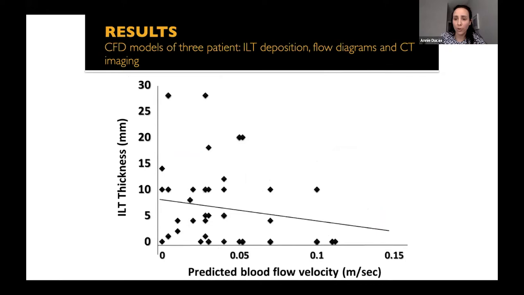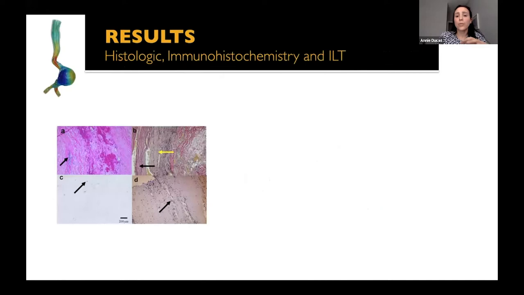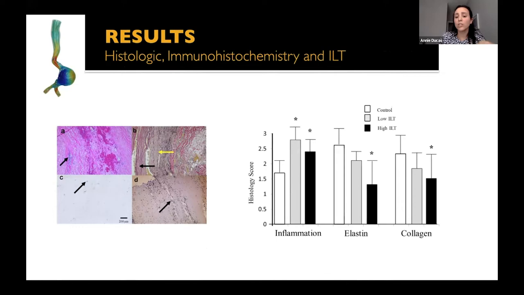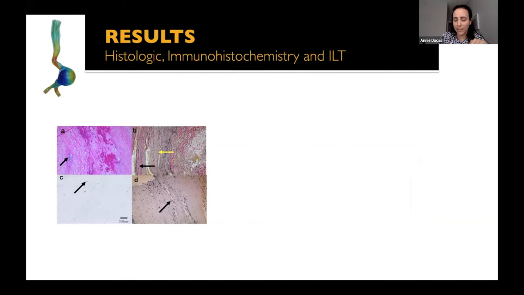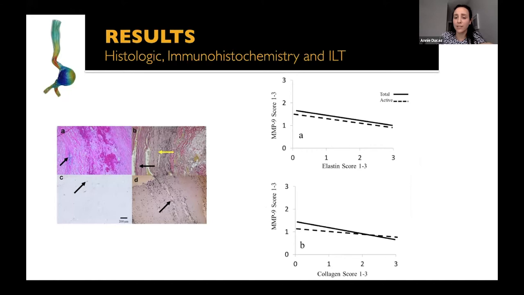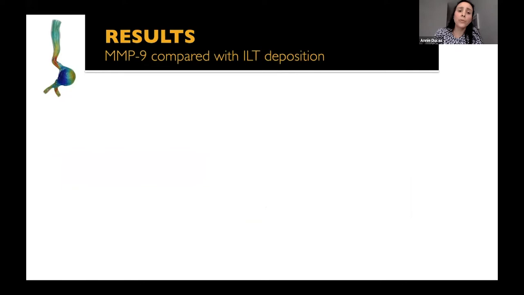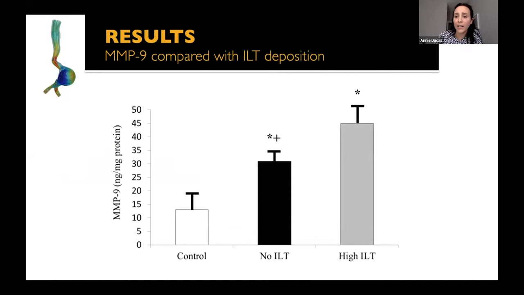This was statistically significant. We then looked at thrombus, MMP9, inflammation, as well as collagen and elastin in the tissue. What we found is that as compared to controls, there was decreased collagen and elastin in areas of high thrombus and increased inflammation. When we looked at MMP9 total and active, we found that in areas of high MMP9, there was less collagen and less elastin. This was statistically significant in both cases. When we were looking at patients who had eccentric thrombus and comparing it to total concentration of MMP9 within the tissue at those locations, we found that areas of high intraluminal thrombus correlated with high levels of MMP9.